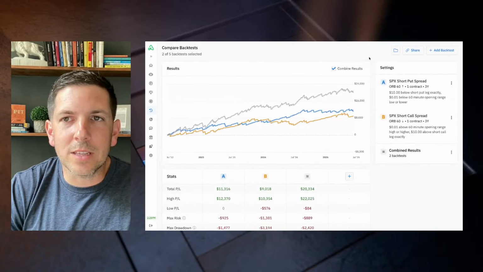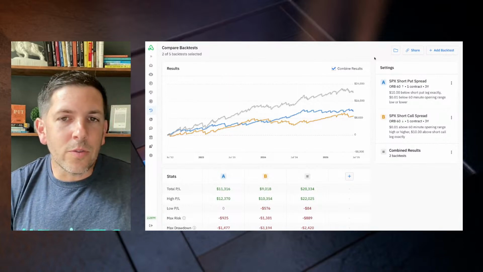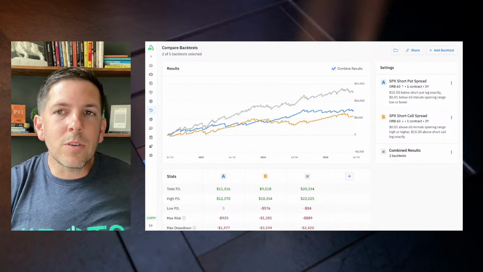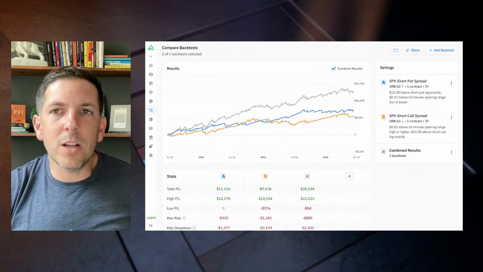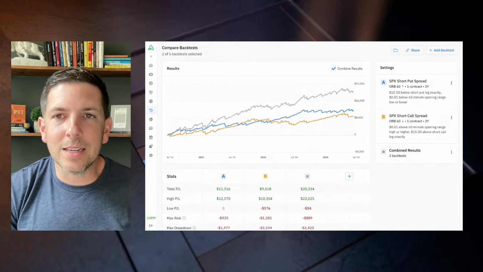All right, so let's go back here to this tab. Now, the coolest thing you can do, of course, is once you're done with all of this, you can take these strategies that you want to run and turn them immediately into bots.